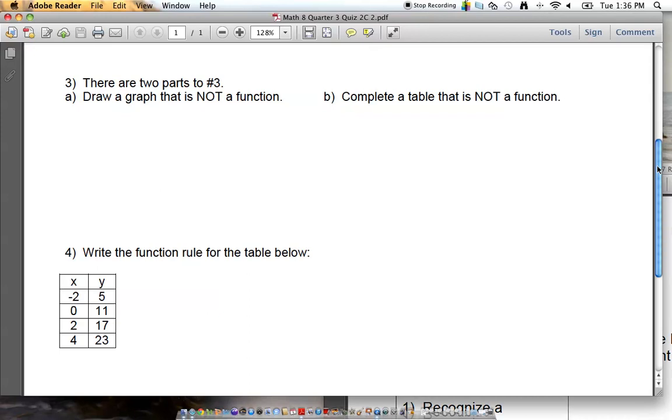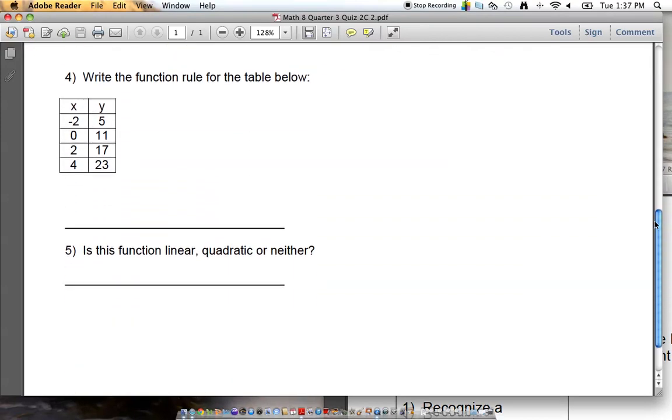Now, next one. Write a function rule for the table. And I saw a lot of good things going on here too. We know the function rule in general is y equals mx plus b. A couple of people didn't even put that, but the overwhelming number of people did put it.